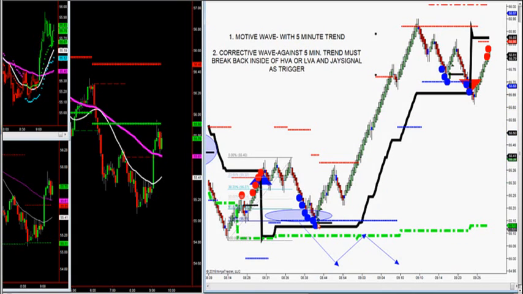Motive waves will be easy. They'll be with the 5-minute trend. You'll break LVA, they'll retest, and you're good to go.